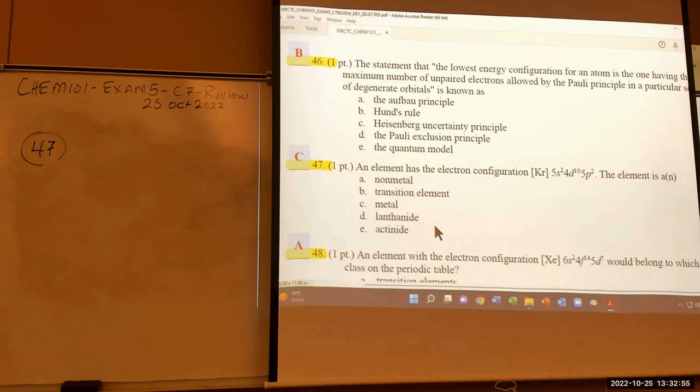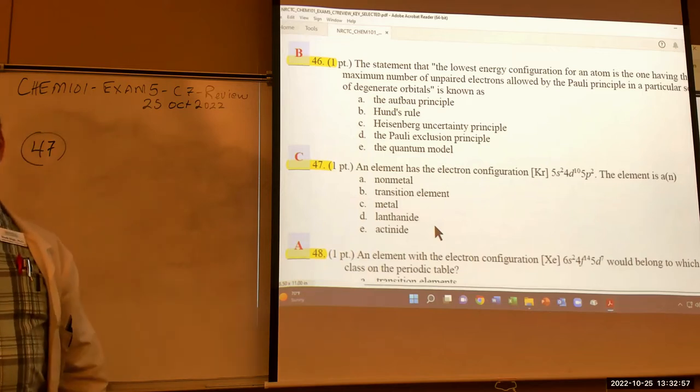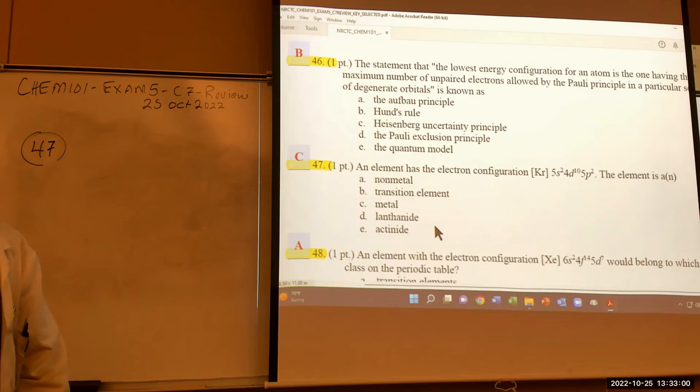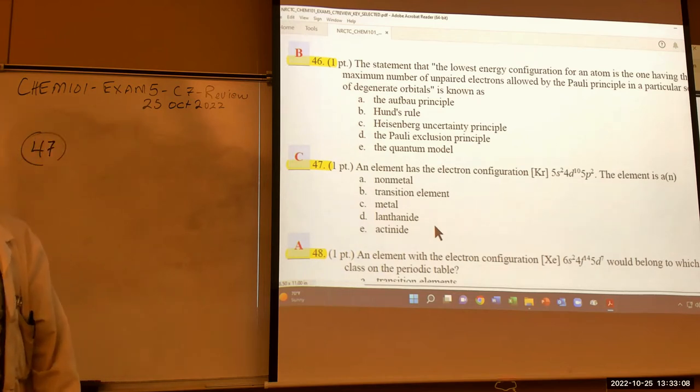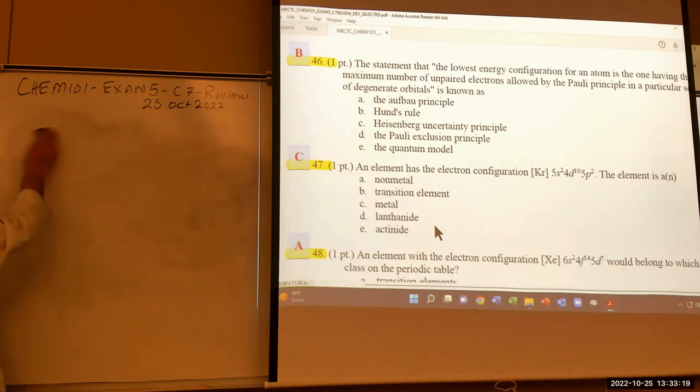The other way to do it is say, how many electrons does krypton have? 36. Add 12 to it. 50. Go look up 50. There's 10. Okay? So there's more than one way to skin a possum. I don't skin cats. Or dogs.